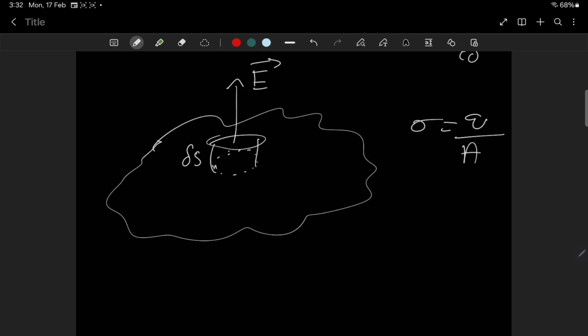Choose a short cylinder as the Gaussian surface about this point. This cylindrical shape is called a pillbox. The pillbox means the box that we put drugs and all in, right? That box is a pillbox. The pillbox is partly outside and partly inside the conductor. It has a cross-sectional area of delta S, that is given here.